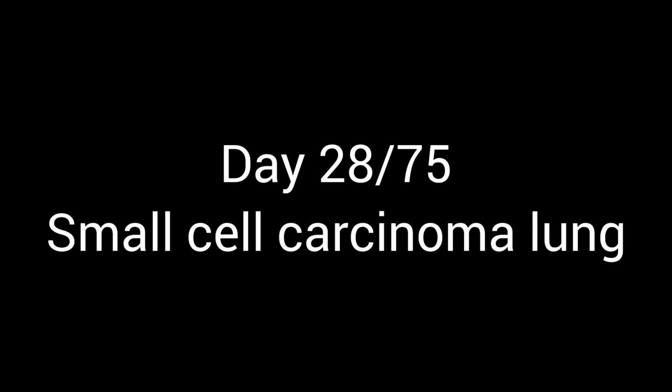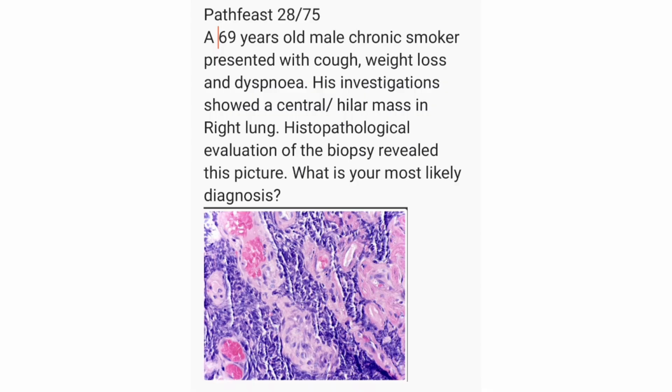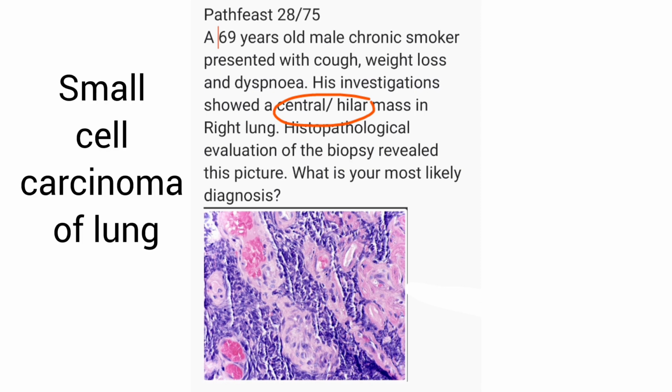Welcome to day 28. Today's question was an elderly chronic smoker presenting with cough, weight loss and dyspnea. Important point in history is that his lesion was central or hilar in location. A photomicrograph was given to you. So the correct answer is small cell carcinoma of the lung. Let's discuss tumors of lung in detail.